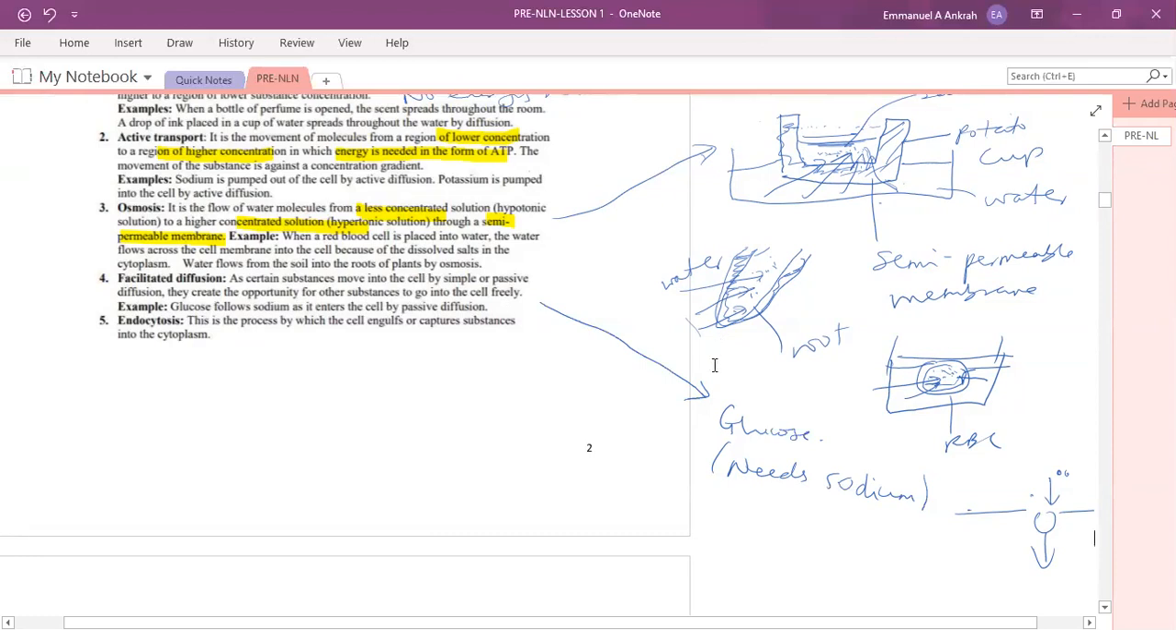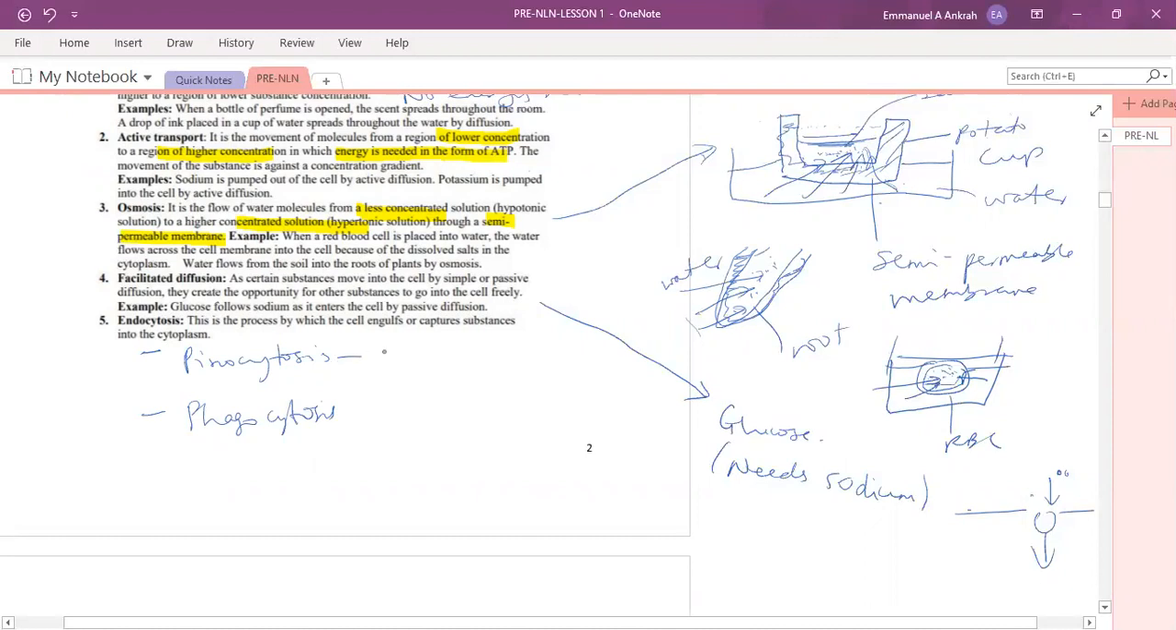Okay, and then the last one I want to talk about is endocytosis. Endocytosis is the process by which the cell engulfs or captures substances into the cytoplasm. Okay, there are two types of endocytosis. The first one here is pinocytosis, and then the second one is called phagocytosis.